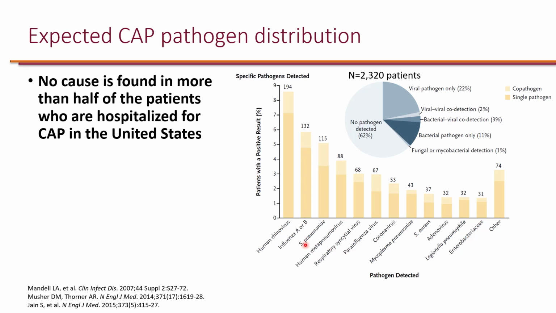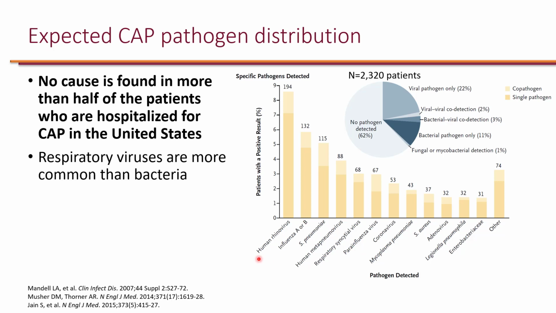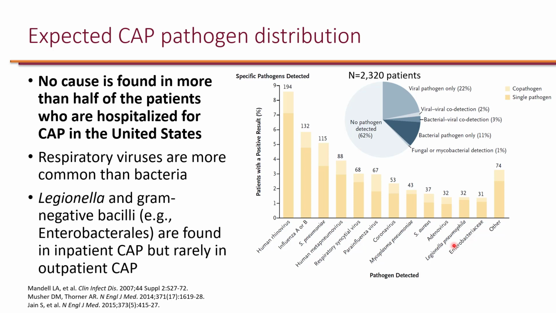The second thing that you will find here is that viruses are actually more common than bacteria. So you can see here human rhinoviruses, influenza, coronaviruses. And while Legionella and Enterobacterales are found among hospitalized patients, really they are rarely found in outpatient community-acquired pneumonia. And what I mean by that is community-acquired pneumonia that's not severe, that can be treated as an outpatient. And we'll talk more about that shortly.